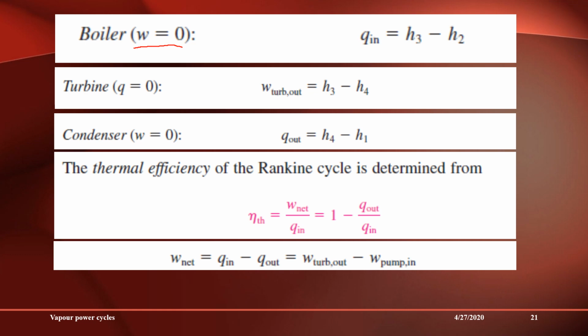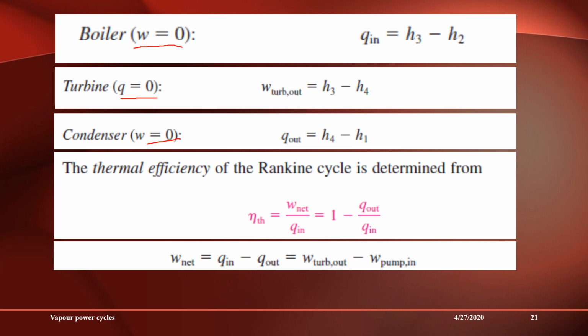For the turbine, again, heat transfer is equal to 0. There is only work transfer, and we have H3 minus H4. For the condenser, again, work transfer is equal to 0. There is no work involved, only heat transfer. So Q out is equal to H4 minus H1.